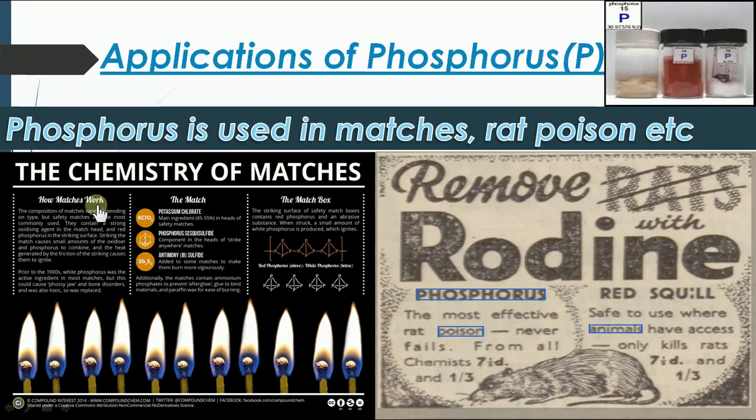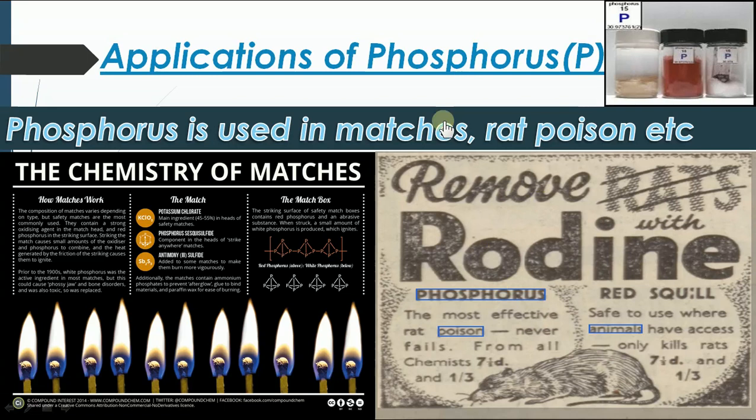We'll see how a match works. The composition of a match varies depending upon the type, but the safety match is most commonly used. They contain a strong oxidizing agent in the match head and the red phosphorus in the striking surface. Striking the match causes a small amount of oxidizer and phosphorus to combine. The heat generated by the friction of striking causes them to ignite. So this is what happens in your matchbox. Learn more about this matchbox. It's an everyday scenario. Learn it.